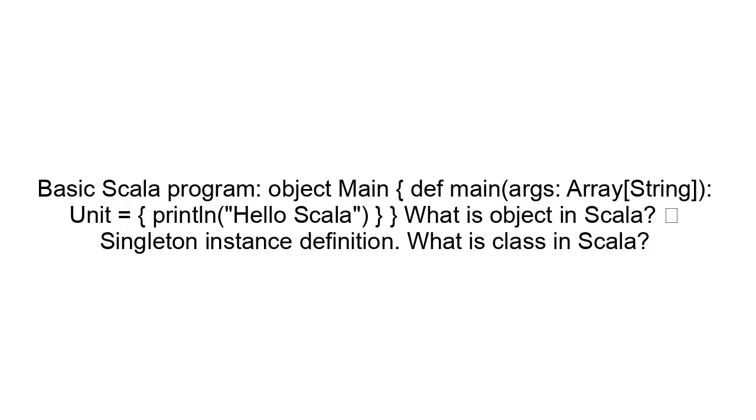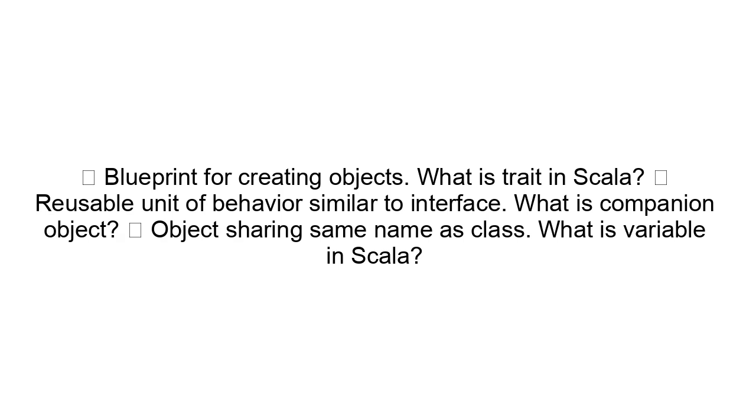What is object in Scala? Singleton instance definition. What is class in Scala? Blueprint for creating objects. What is trait in Scala? Reusable unit of behavior similar to interface. What is companion object? Object sharing the same name as a class.